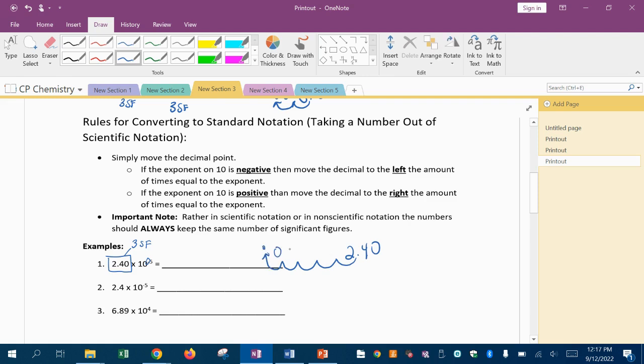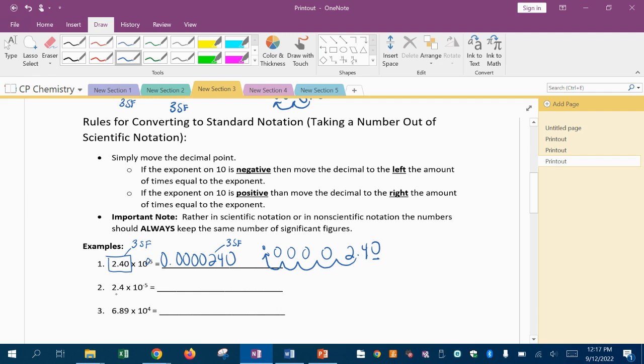Fill in all those zeros. 1, 2, 3, 4 zeros. And make sure you keep that 0 because it was significant. So we have 0.0, 1, 2, 3, 4 zeros, 2, 4, and add that extra 0. So we still have three significant figures.